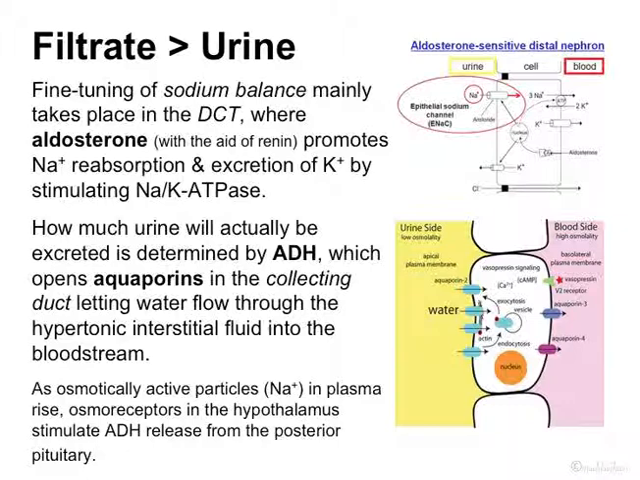And as osmotically active particles like sodium in the blood plasma rise, osmoreceptors in the hypothalamus will stimulate the ADH release from the posterior pituitary gland. Did I say anterior before? It's posterior. So the hypothalamus and the pituitary gland work very closely in controlling body function. That's interesting, where you have the hypothalamus doing a lot of work in terms of controlling things.